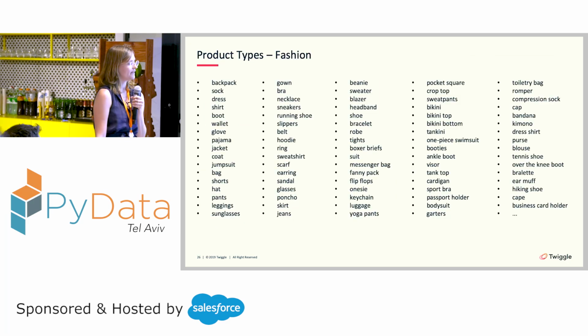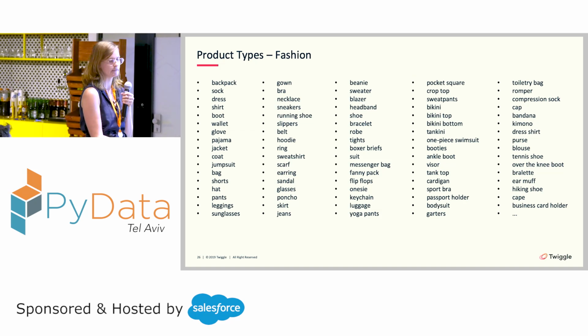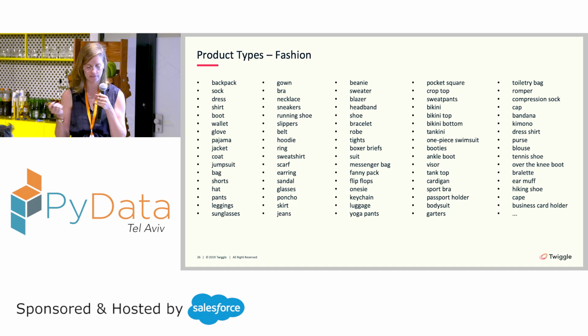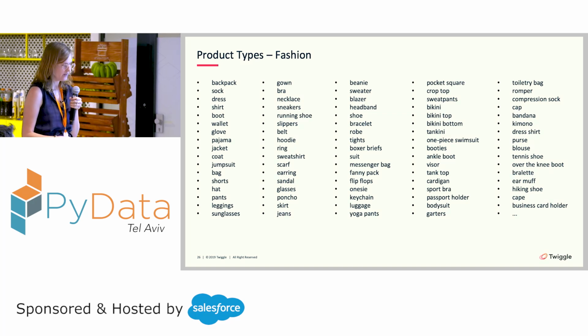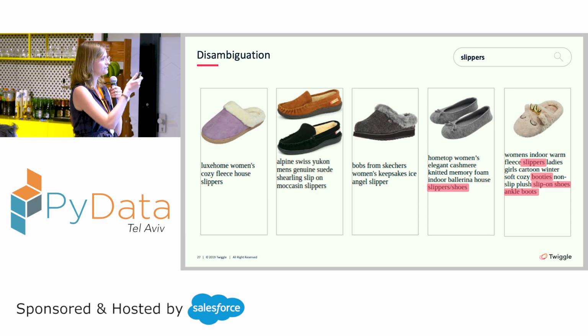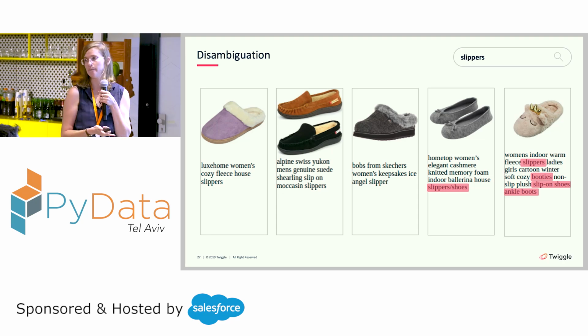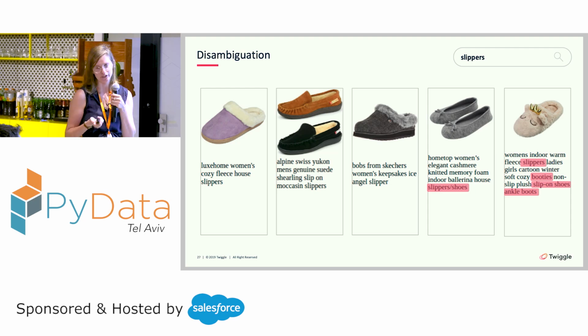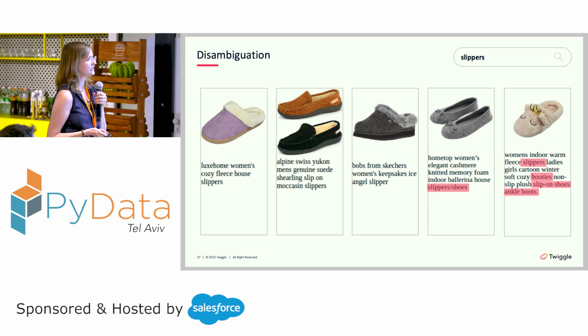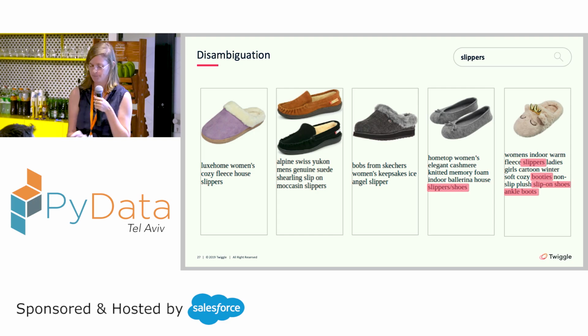We also ran the algorithm on the fashion domain, and again, many product types. I wouldn't have thought of them in a million years. We actually found that the clustering helps us solve problems of disambiguation. For example, the product on your right has many product types in its name, so it would be hard to tell what it is exactly. You can see from the picture, but here we know it's a slipper because it got clustered together with the rest of the slippers.